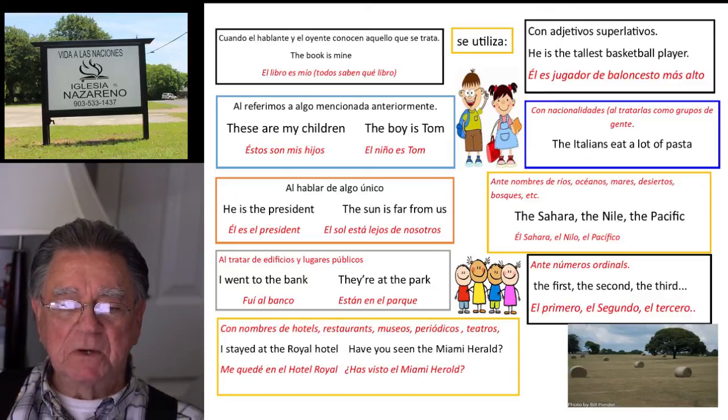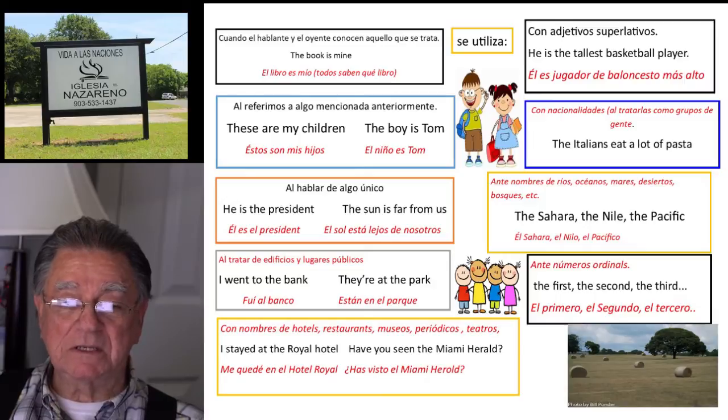Okay. Cuando, this is, give a little Spanish rule for it. Cuando el hablante y el oyente conocen aquello que se trata. Okay, if the speaker and the listener, they know what they're talking about. They know what it is. Okay, we say, the book is mine. Not just any book, the book. Like you know which book you're talking about, and the person that's listening knows which book you're talking about.